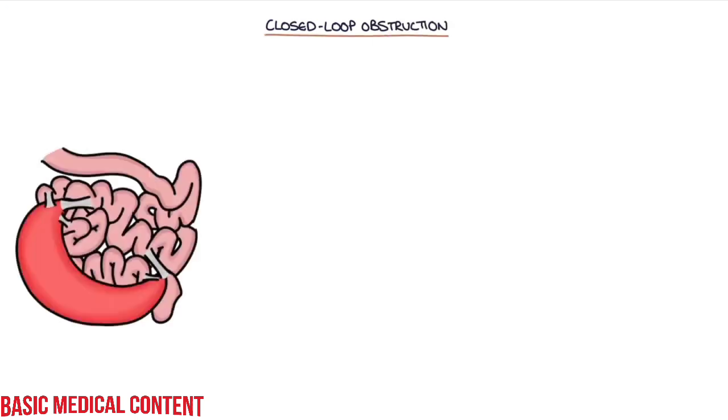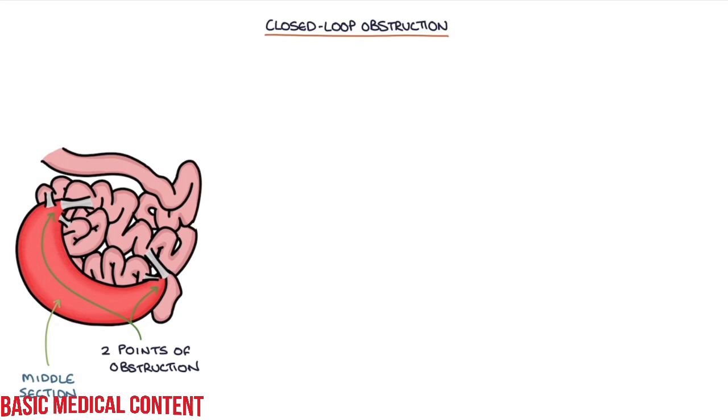Let's talk about closed loop obstruction. Closed loop obstruction describes a situation where there are 2 points of obstruction along the bowel, meaning that there's a middle section sandwiched between the 2 points of obstruction. This middle section is isolated without being able to drain in either direction because there's an obstruction at both ends.